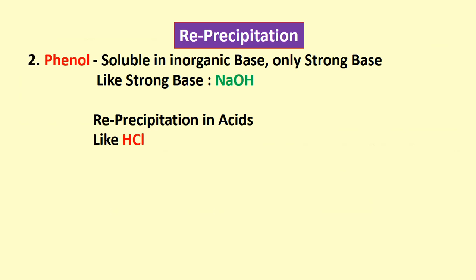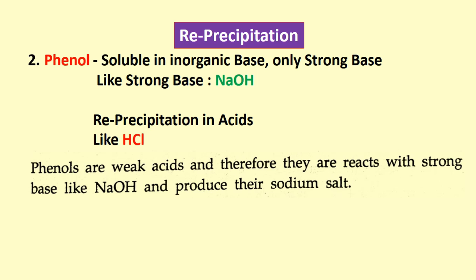Phenol reprecipitates only in acid because phenol is a weak acid. So phenol always reprecipitates in acid. Phenols are weak acids, and therefore they react with a strong base like NaOH and produce their sodium salt. This is the phenyl structure: the benzene ring with OH. This is the pure phenol compound.